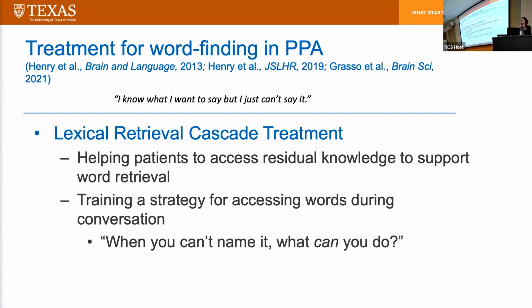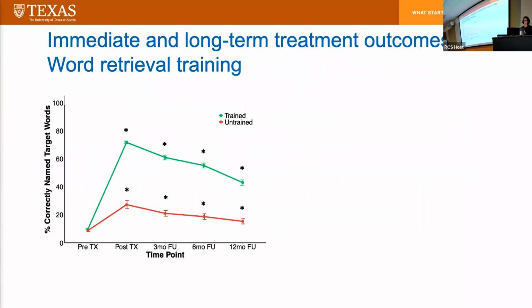So in stroke patients, we've observed that if we ask people to come up with that residual knowledge and just talk about the thing, it often helps them to retrieve the word. But even if they don't retrieve the word, it's still communicatively useful. Because if I just gave you that description, you'd still know what I was talking about. So it's really a strategy for when you're in conversation and you can't retrieve a word, what can you do to try to help yourself?